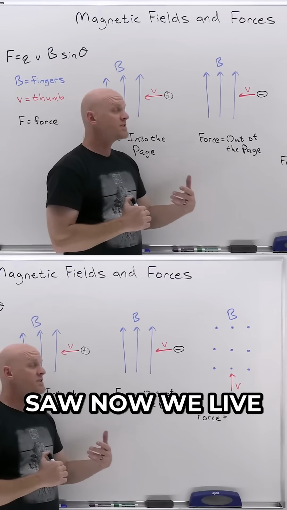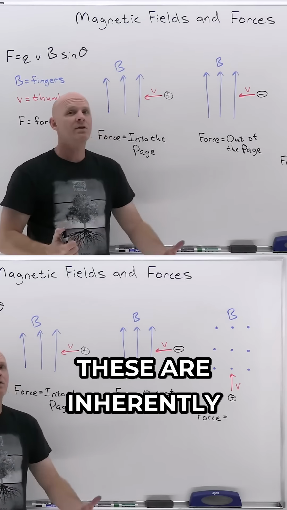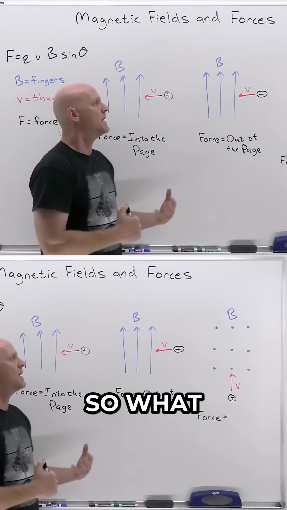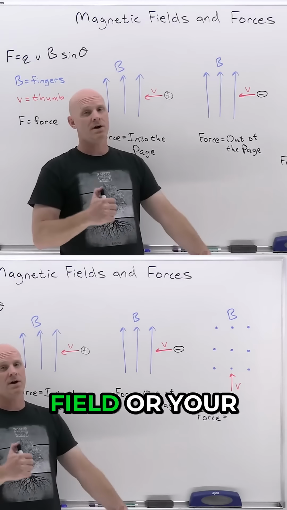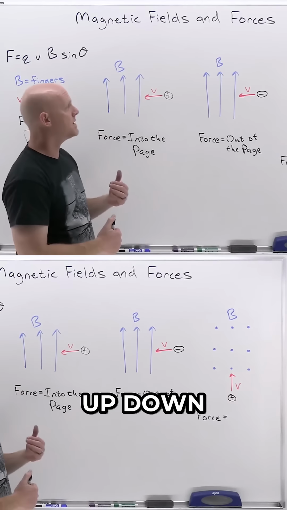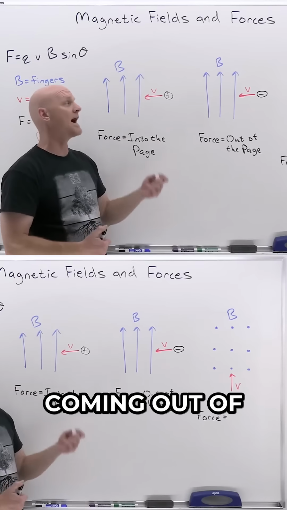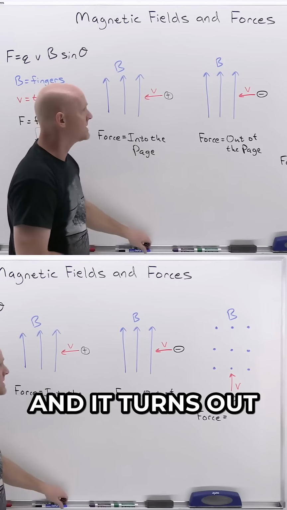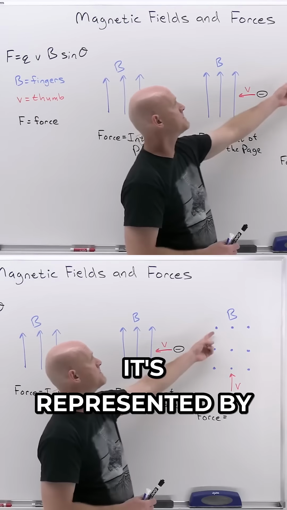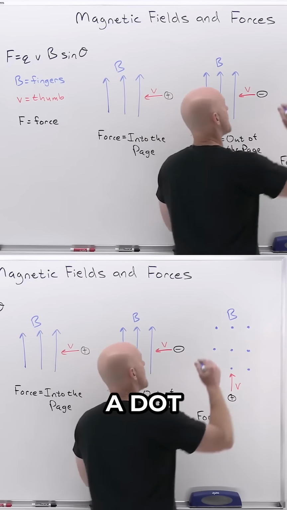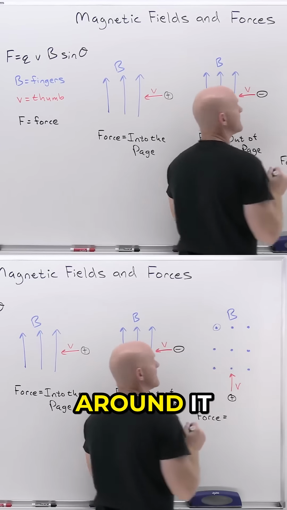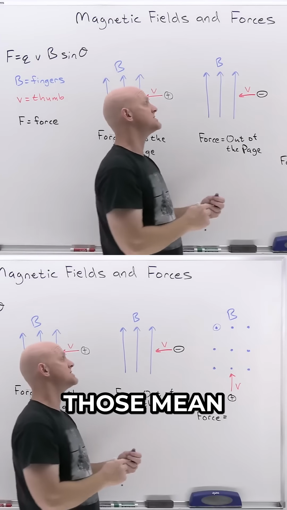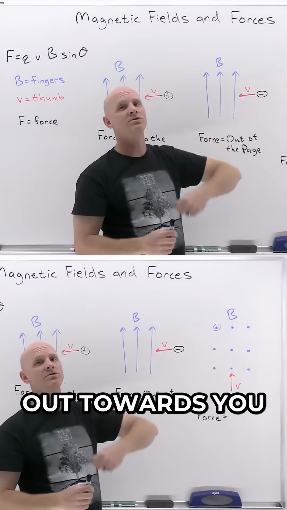Now, we live in a three-dimensional world, and all of these are inherently three-dimensional problems. What if your magnetic field or your velocity, instead of being up, down, left, or right, is either coming out of the page itself or into the page? We need a way to represent that. For something out of the page, it's represented by a dot, or by a dot with a circle around it, same difference. Those mean directly out of the page, coming out towards you.